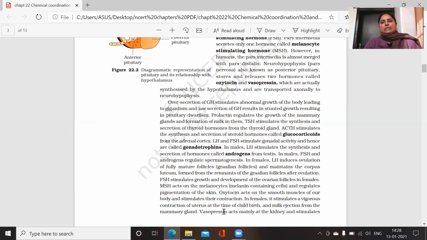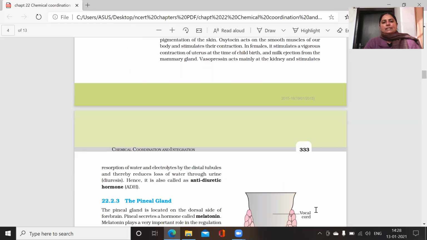Okay students, the vasopressin hormone stimulates the reabsorption of extra water and electrolytes by the distal convoluted tubules of your kidney, and thereby reduces loss of water through urine and avoids the condition of diuresis. Hence, it is also known as anti-diuretic hormone.